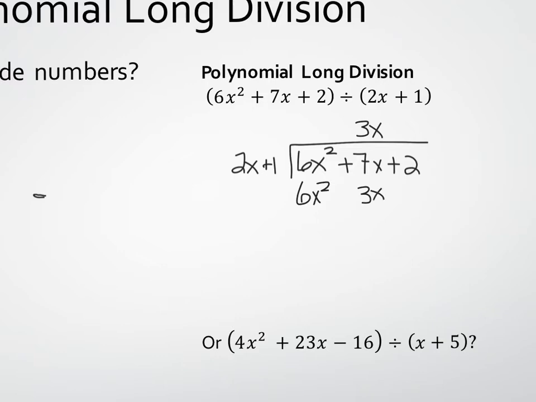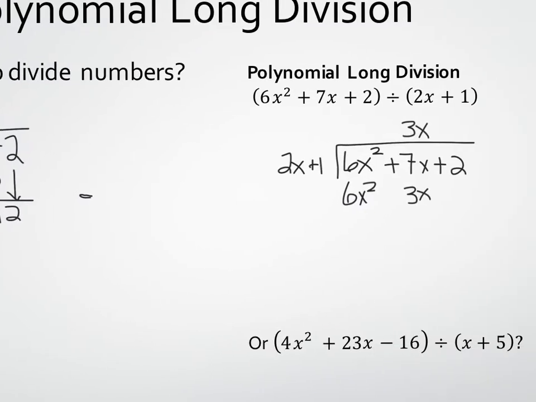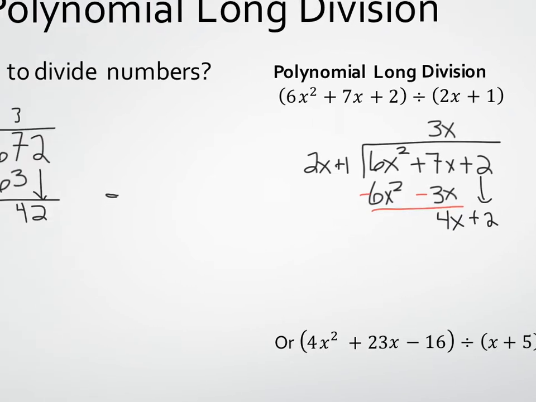Now, back to our numeric example, what did we do next? Well, we subtracted, or we changed the sign of the 63 and simplified this to be 4, and then we dropped down the 2. Okay, same exact thing we're going to use for polynomials. We're going to change the signs, meaning we're going to distribute a negative and add like terms. So 6x squareds cancel out, and 7x minus 3x is 4x. And we drop down the 2. And we just go through the same process again.